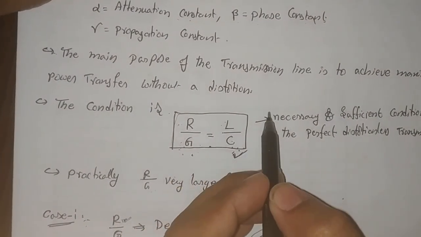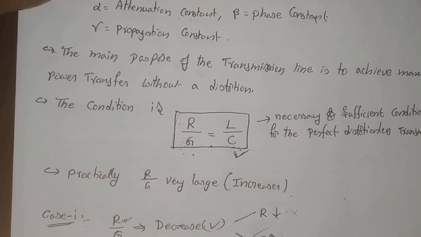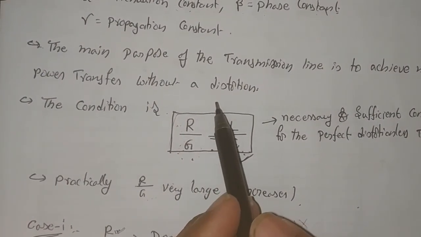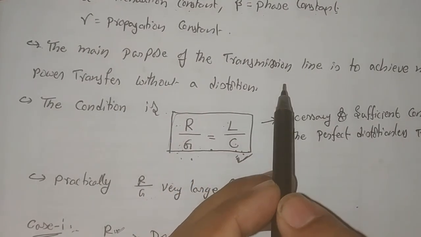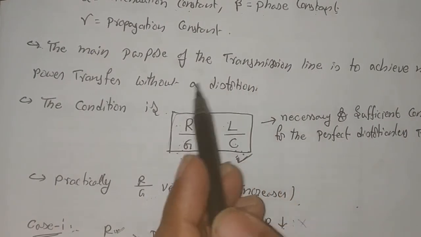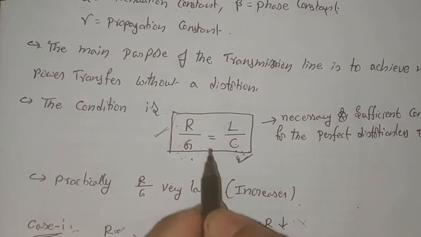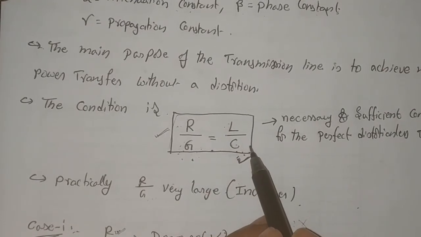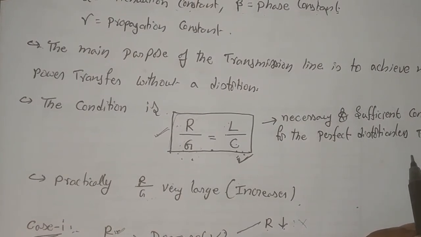without any distortion. For example, let us see the power stations. Those power stations are used to deliver maximum power to household applications. As a result, they need the help of the transmission line. In order to transmit such power to the household applications, the condition that should be satisfied is R by G equal to L by C. That means R by G equal to L by C is said to be the necessary and sufficient condition for distortionless transmission.